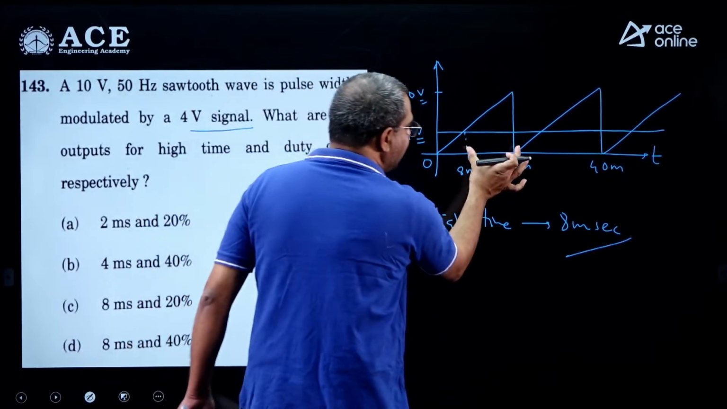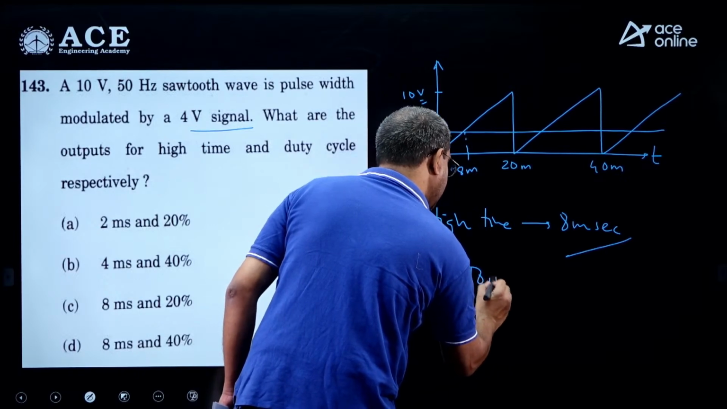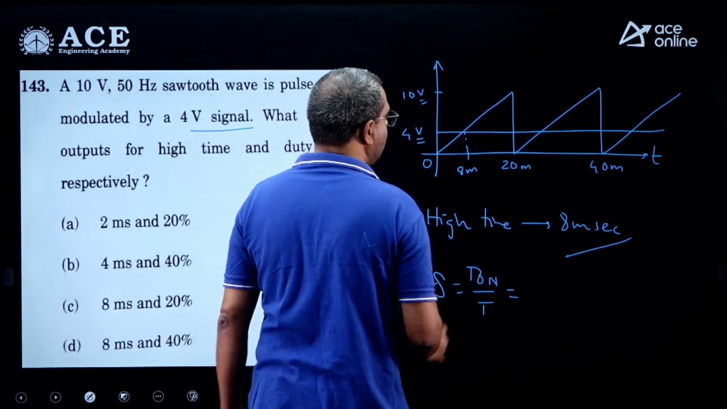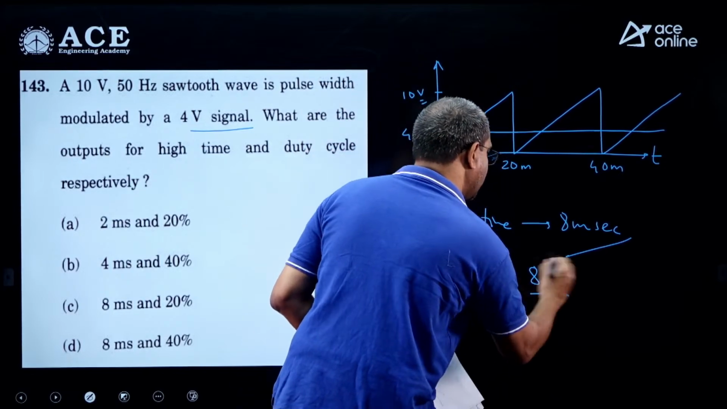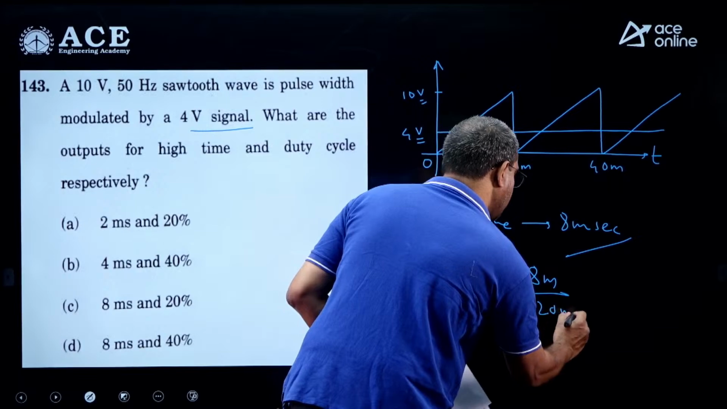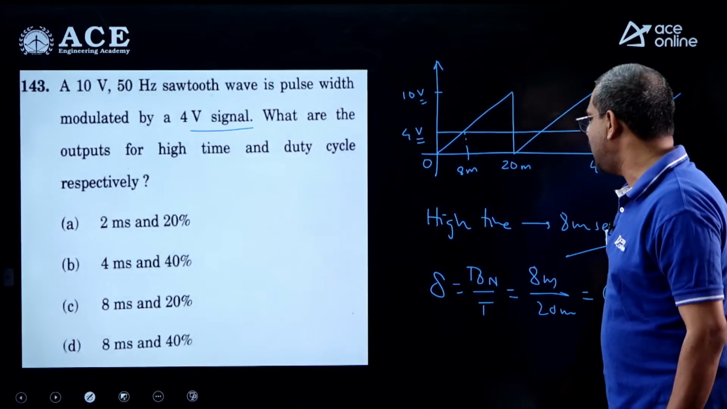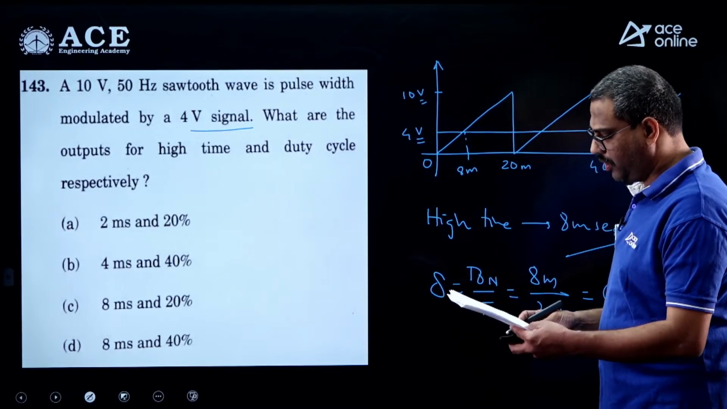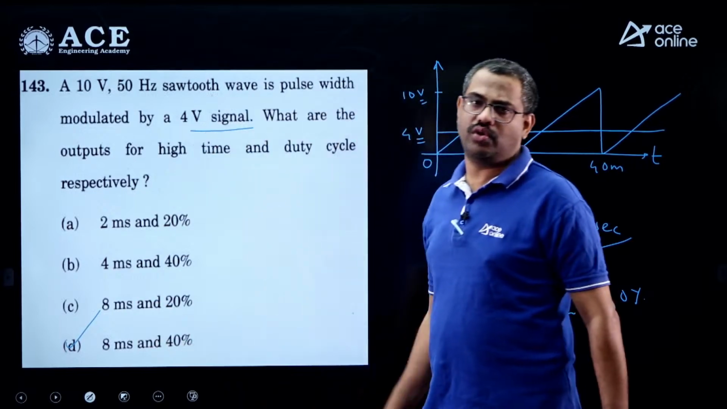And the duty cycle, the duty cycle delta is T on by T. T on is how much? That is nothing but 8 milli by total period. Total period is 20 milli. That is nothing but 40%. So high time occurs at 8 milli and 40%. Option is D. You can go with option D.